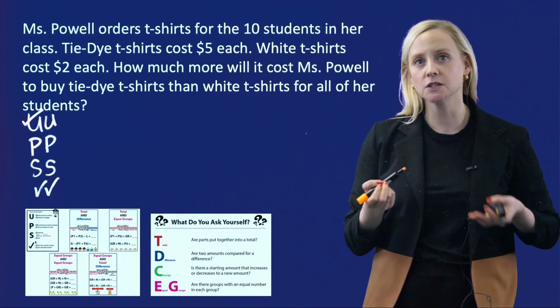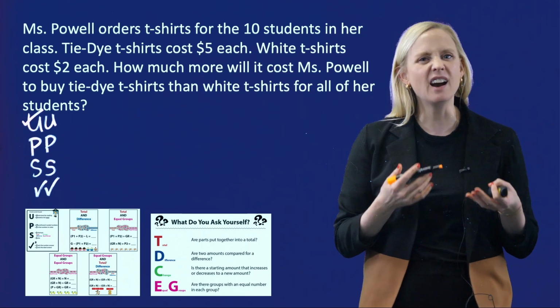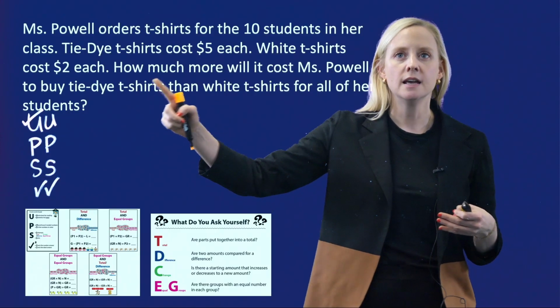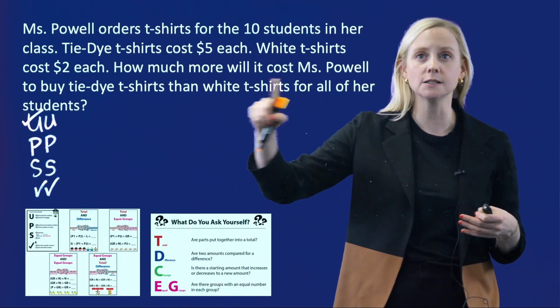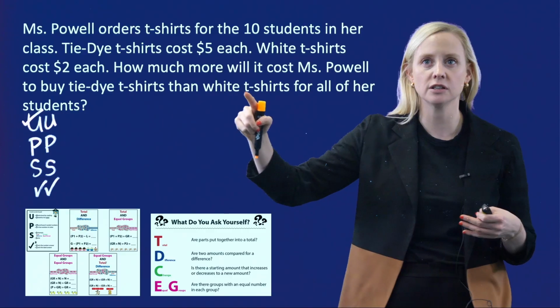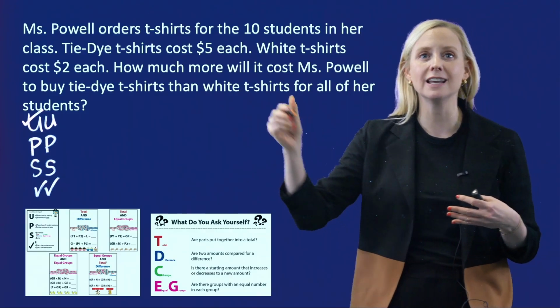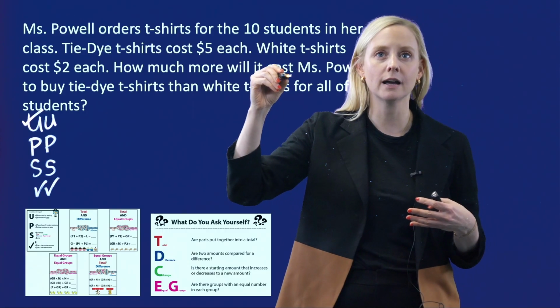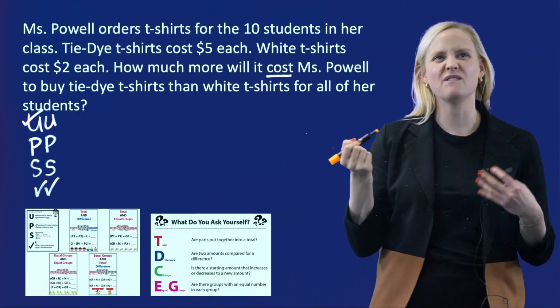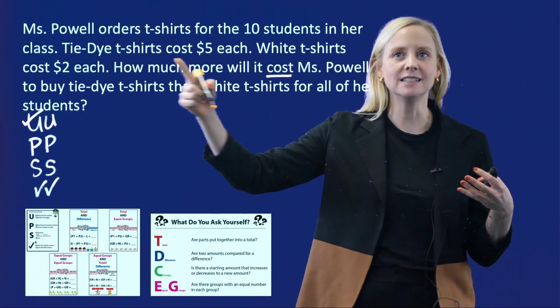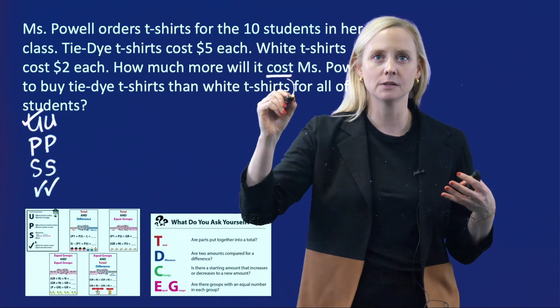My second U stands for underline the label. Typically, our label can be found in our question sentence, so I'm going to read our question sentence. It says, how much more will it cost Miss Powell to buy tie-dye t-shirts than white t-shirts for all of her students? Here I know we're talking about cost, so I'm going to underline cost. Now, we don't write 5 cost as an answer. We know we're talking about money. I see dollar signs, so I know that my label is going to be dollars.